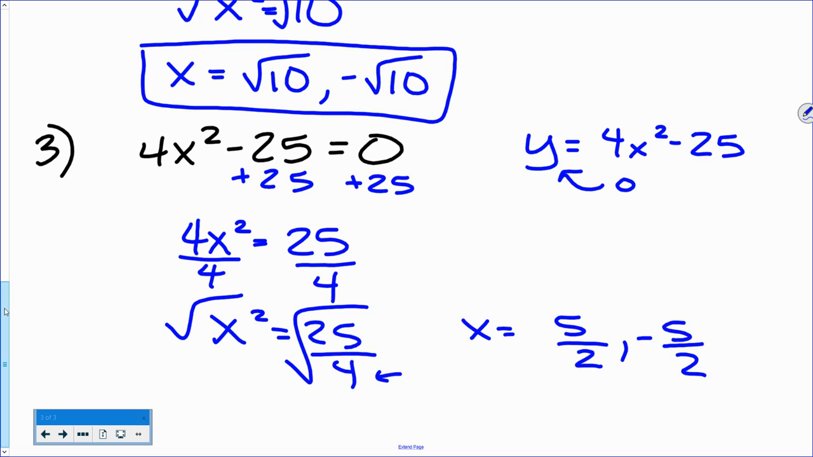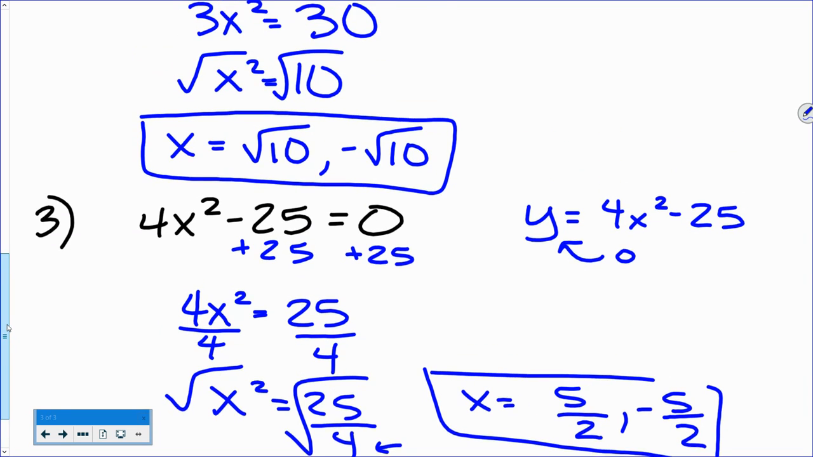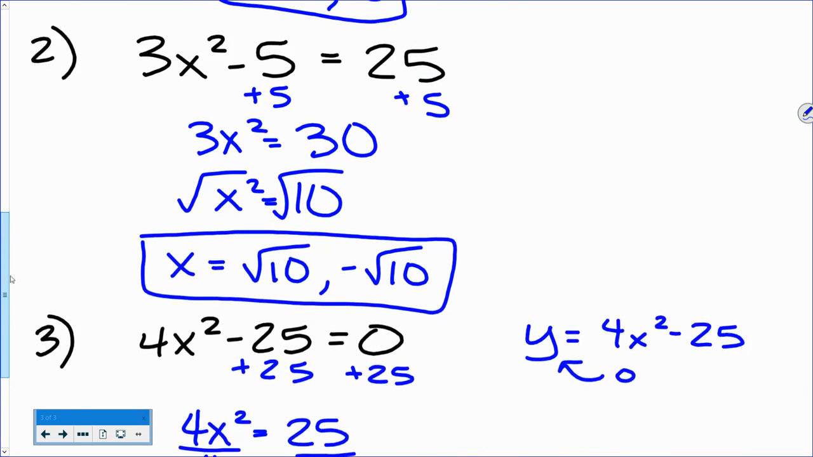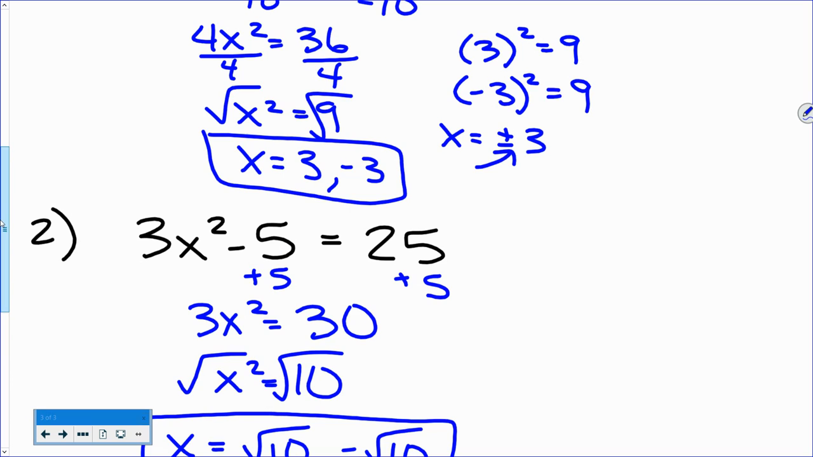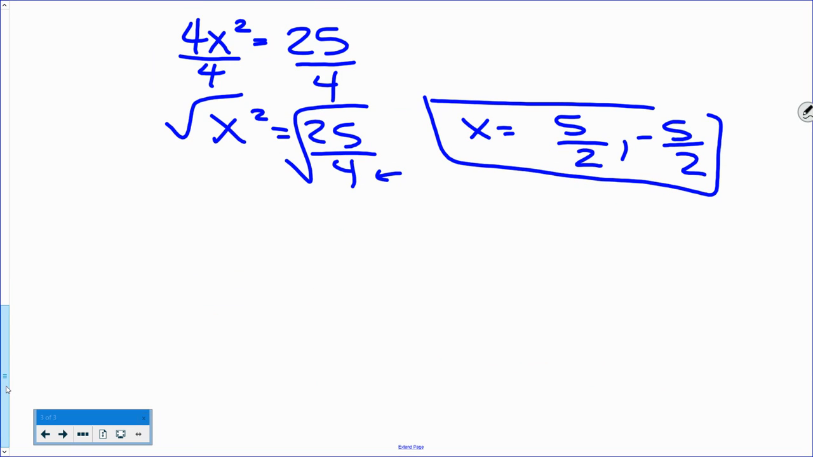All right, so that's kind of the different ways you'll see it. You might have a fraction answer, both positive and negative. You might have a square root answer, both positive and negative, or just a nice plain integer, both positive and negative. All right, so that's taking square roots. We are going to look at 3 examples for solving by factoring.